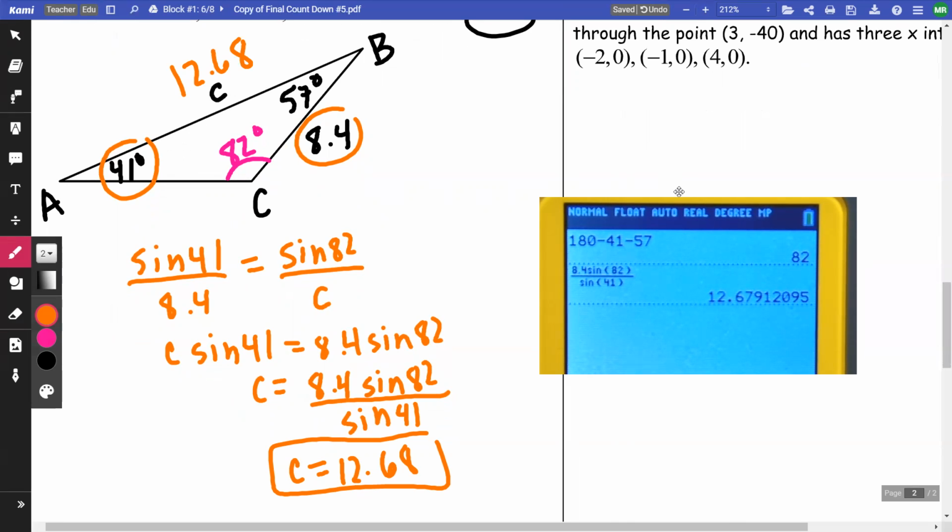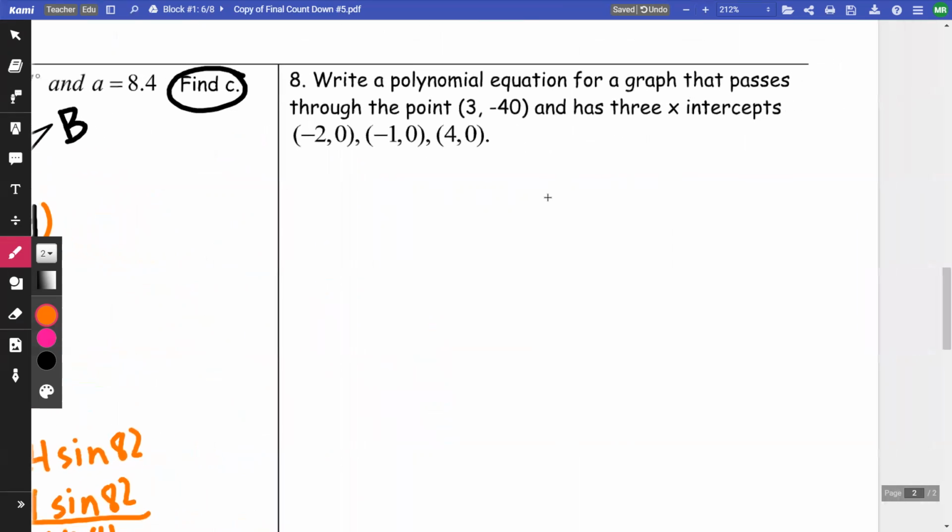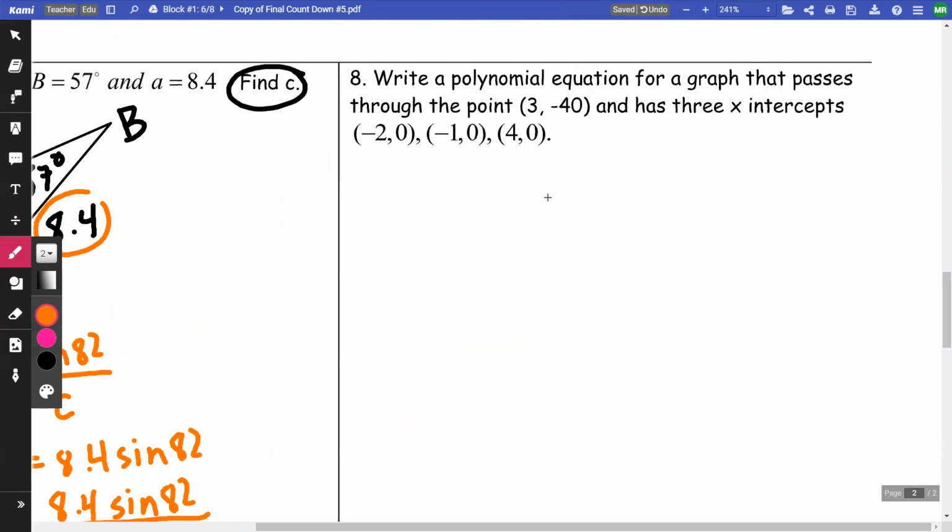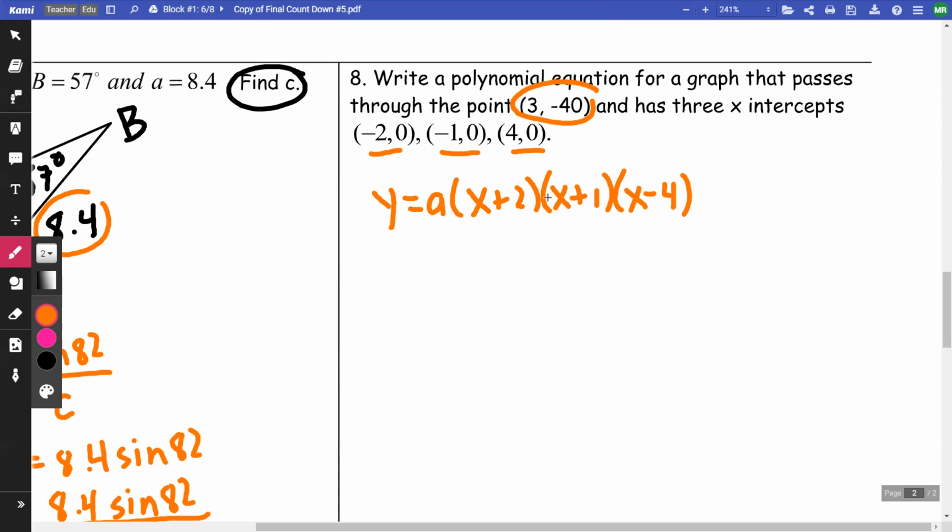So let's take a look at number 8. Write a polynomial equation for the graph that passes through the point. Okay, so it needs to go through this point, and it has these x-intercepts, which means that I'm going to have y equal a, because they want me to find exact, the -2 comes from x plus 2, -1 comes from x plus 1, 4 comes from x minus 4.